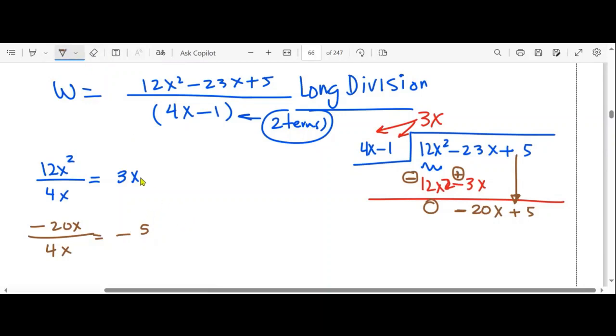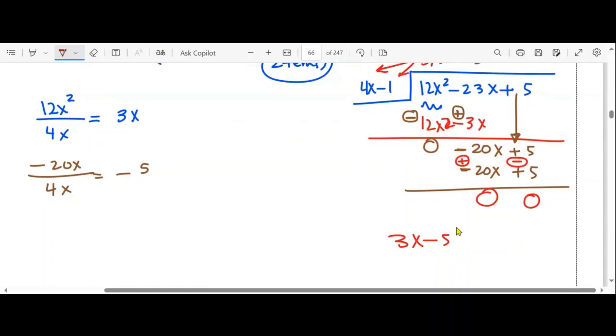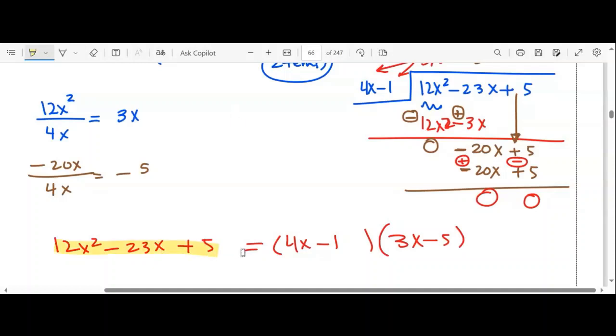Now what's the next thing? We put negative 5 where? Here. Multiply it twice. What do you get? Correct? Now what should we do? Change the sign, correct? This gives you 0 and this gives you 0. So your final answer is what? 3x minus 5 times 4x minus 1. That gives you 12x squared minus 23x plus 5. That's what it means. Is this clear or not clear? Yeah.